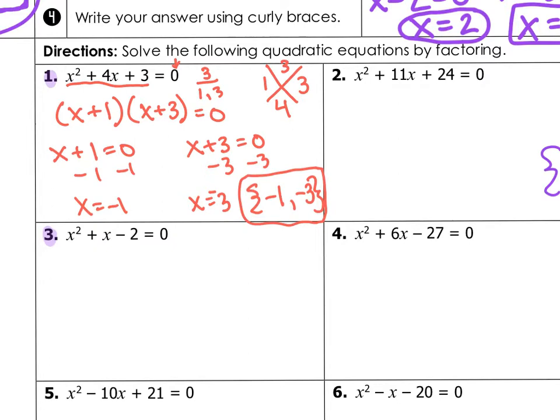Did I go too fast for you? Let's try and slow it down. We're going to look at number 3 too. Like I said, we're going to do number 3. And I've got x squared plus x minus 2 equals 0.